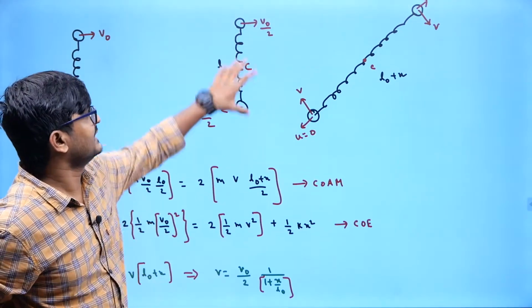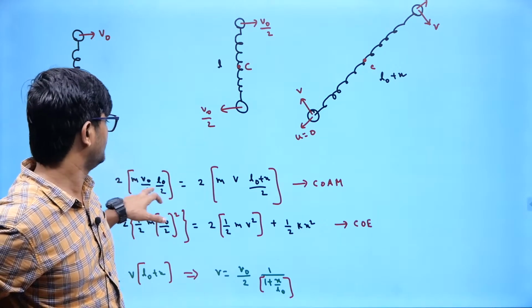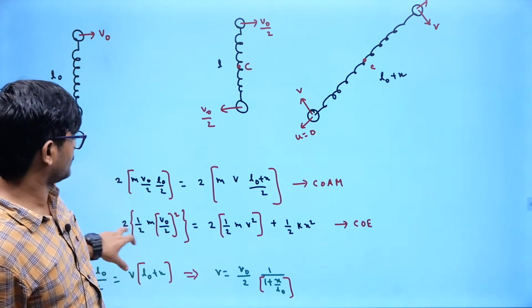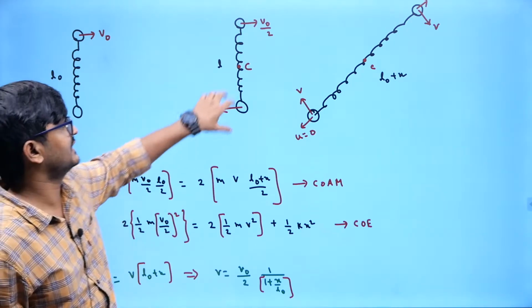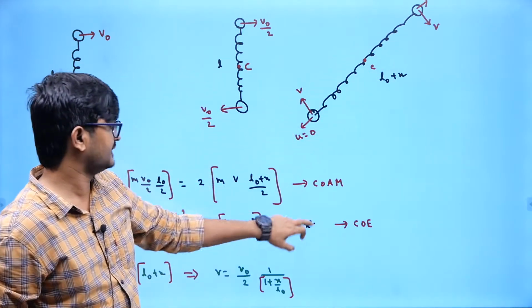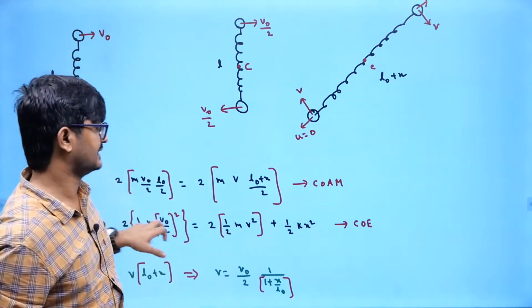So what was the initial potential energy? 0. What was the initial kinetic energy? Half m into (v0 by 2) whole square, plus half m into (v0 by 2) whole square. So 2 times half m into (v0 by 2) whole square. This was the initial kinetic energy. That initial kinetic energy is converting into the final potential energy in the spring plus the final kinetic energy of both the blocks. So this is conservation of energy.